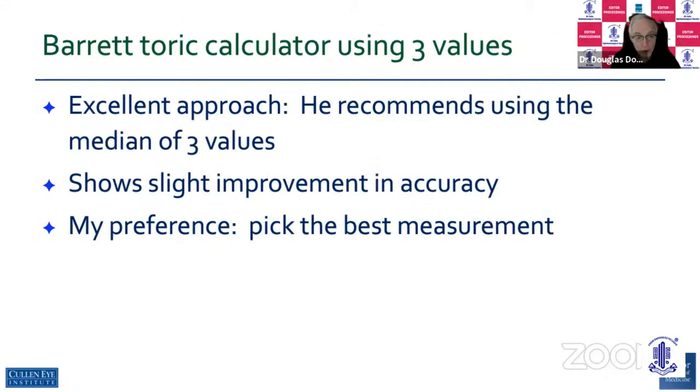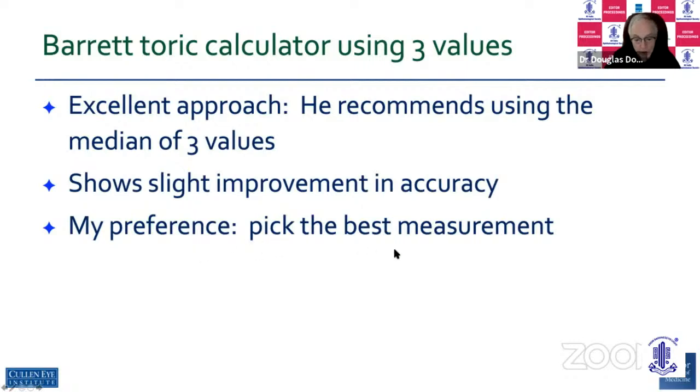Let me make the point that Graham Barrett has talked about using 3 values, and Sri Ganesh mentioned that earlier. That's an excellent approach, and he uses the mean of these 3 values. And I think this is particularly useful for surgeons who may not have a lot of time to study the data, and they want to use a formula that can be done by their technicians and given to them. And Graham did show slight improvement in accuracy with this.